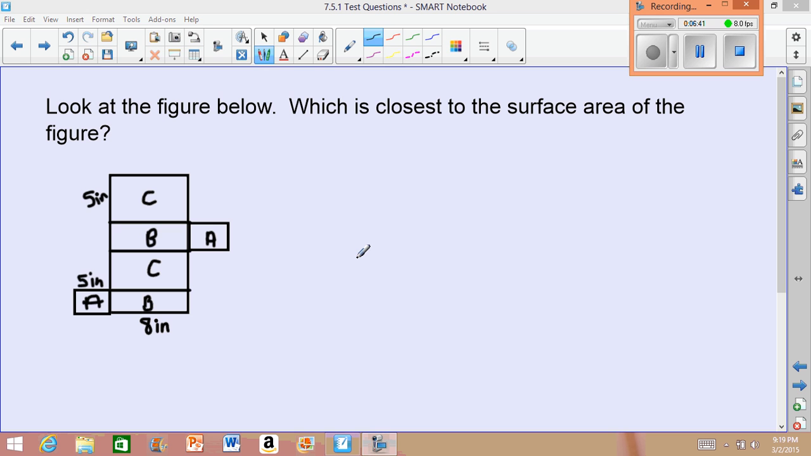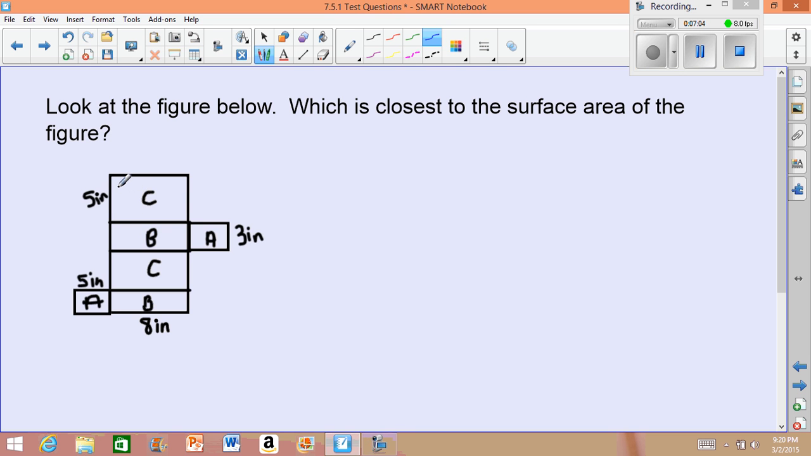Okay, moving on to our next. It says, what is the closest to the surface area of the figure here? So we have to look at all of the measurements that are given to us in this figure. All right, so if we look at C right here, we know it's 5 inches here, and if we look at the bottom, it's 8 inches.